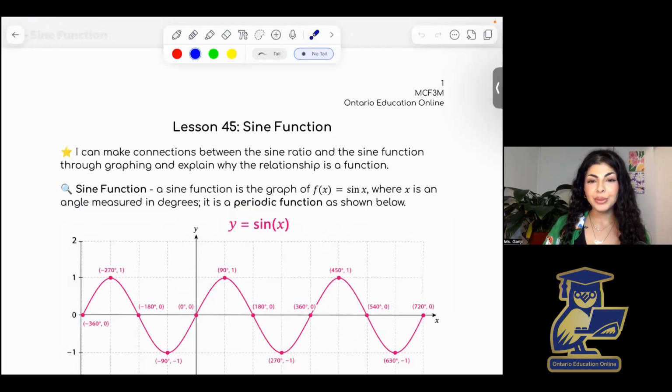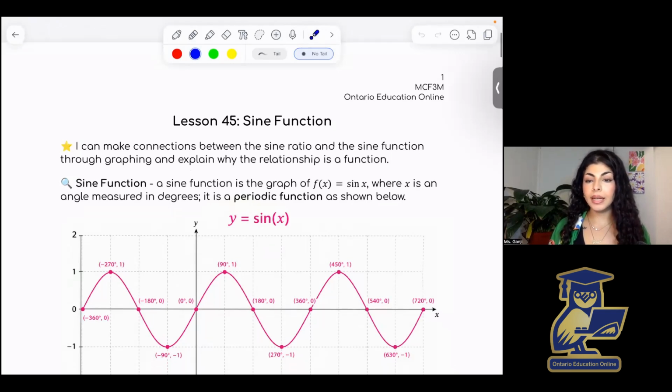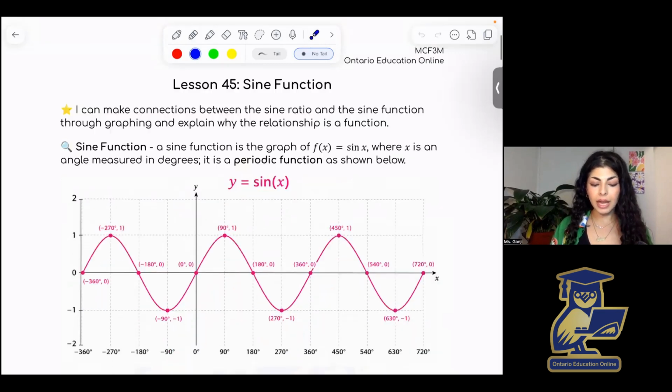Hello and welcome to our next lesson of periodic functions, where today we are looking at the sine function, and we are going to be learning how to connect sine ratios. So from the trigonometric ratios that we saw, specifically with the sine, we will connect it to the sine function with regards to its graph, as well as describe why this relationship is actually a function.